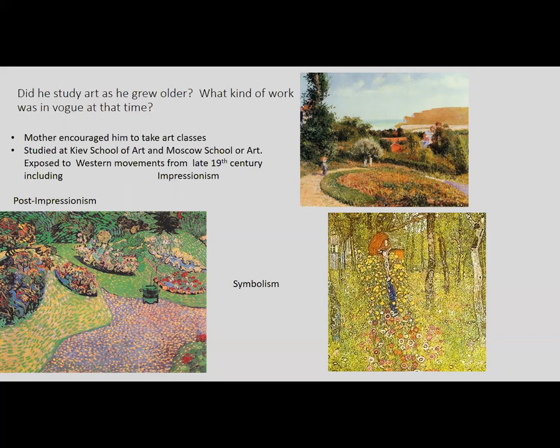And when he was at those schools, he starts broadening his idea of what art is about, because then he's exposed to art from Western movements from the late 19th century. And these movements would include Impressionism. The Impressionists were primarily French artists. This originated out of France in the 1860s. And Impressionists, they would work relatively quickly. They were interested in painting candid glimpses of everyday life.